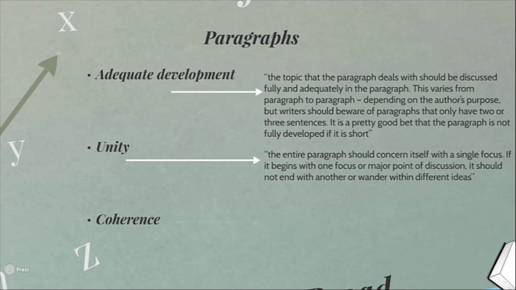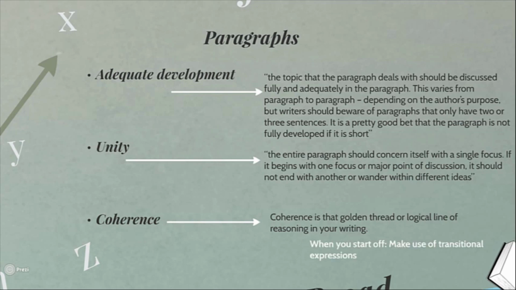Lastly, there should be coherence in your paragraph. Coherence is that golden thread or logical line of argumentation that runs through your writing. It's very hard to build in coherence in your writing right at the beginning, but there are two ways to better your coherence. The first thing is you have to read a lot of academic texts. The best way to learn how to write is to read. There's no shortcut there. However, there is a bit of a cheat way.